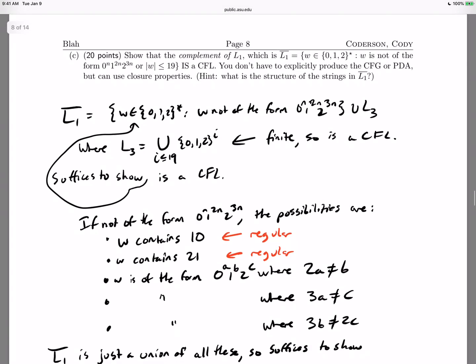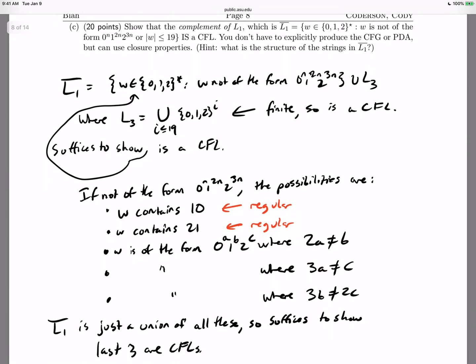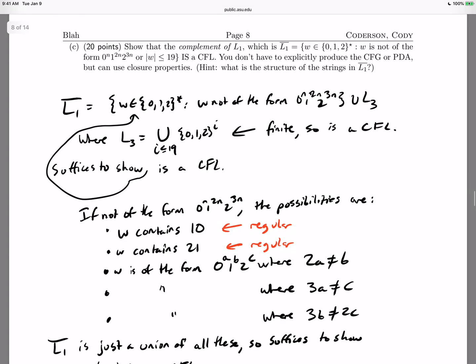Okay, part C, I don't think anyone got. And I actually have a typo. It should be the length of w is at most 119, not just 19. That was my mistake. But the proof is almost exactly the same. So let's actually go through this one.